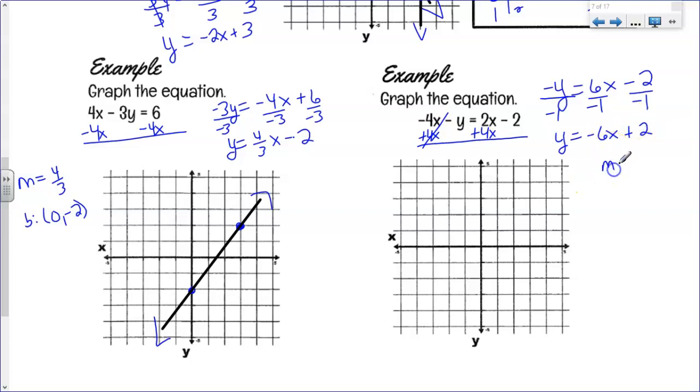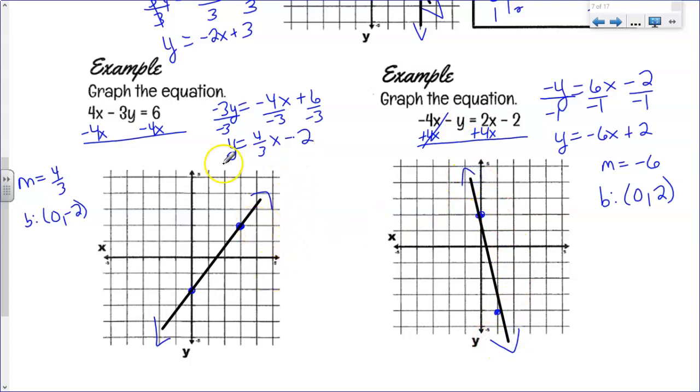In this case, my slope is negative 6, so my line's going to slant to the left. My b is 0, 2. 1, 2, 3, 4, 5, 6. And then I need to go right 1. Okay, we're going to connect those dots, and this is going to be a steep line. And then we're going to do our arrows.